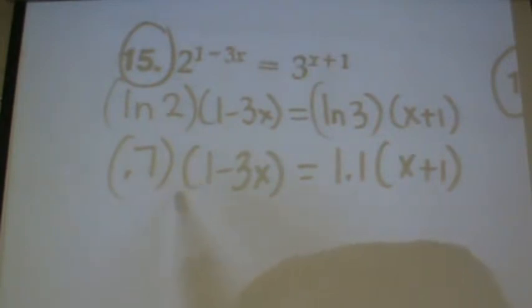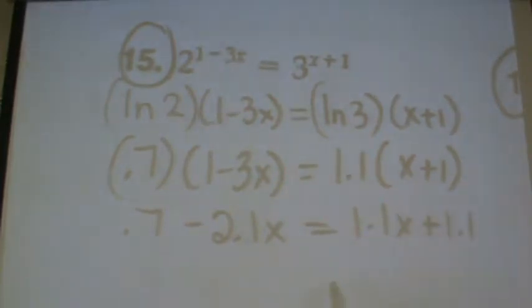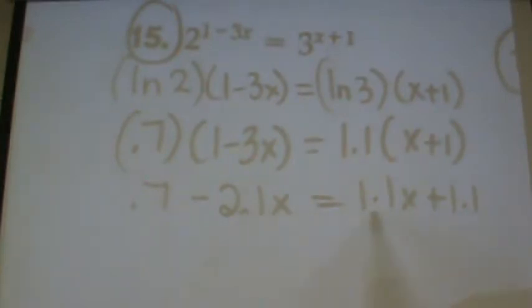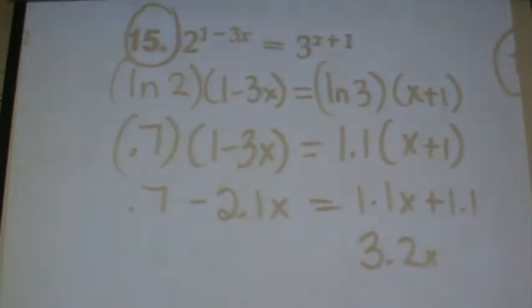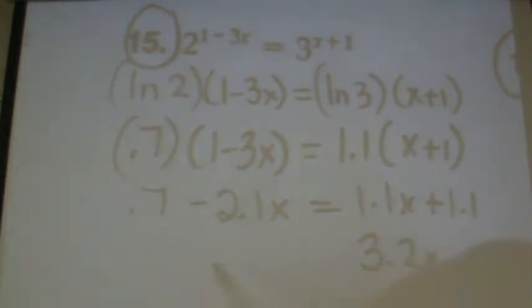So we're going to distribute. We get 0.7 minus 2.1, so I'm going to bring this over here. We get 3.2 and then subtract 1.1. So 0.7 minus 1.1, negative. These are all decimal answers. Negative 0.3. What'd you get? Negative 0.3. Yep.